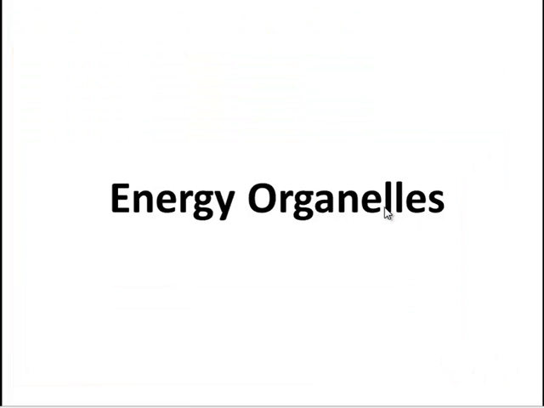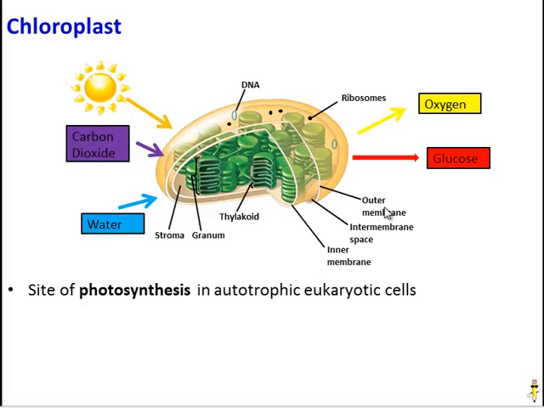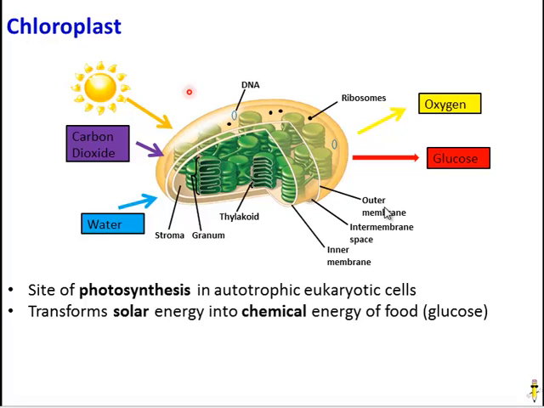Now let's take a look at energy organelles, because all of these processes require energy. Well, the chloroplast is an organelle that we would find in any autotrophic eukaryotic cell, so a plant cell or a protist cell like an algae. And the job of the chloroplast is to convert solar energy, sunlight, into the chemical energy of food, namely glucose. And it does this by also taking in CO2 and water, and it releases oxygen as a waste.